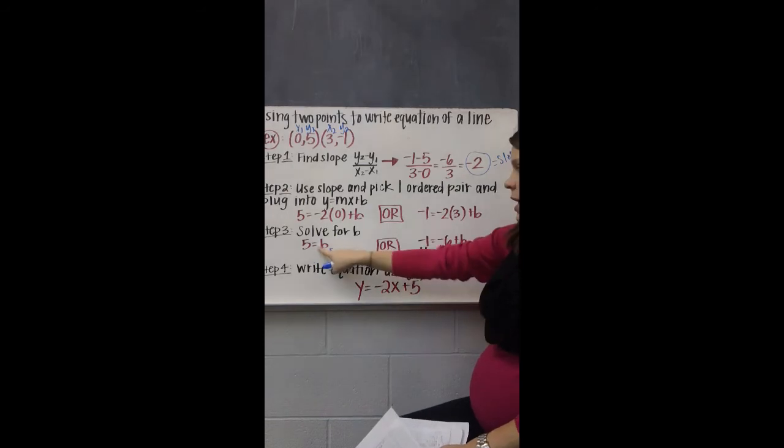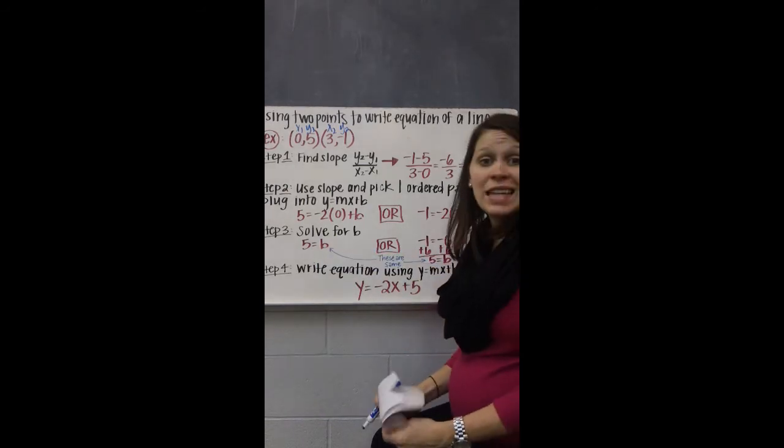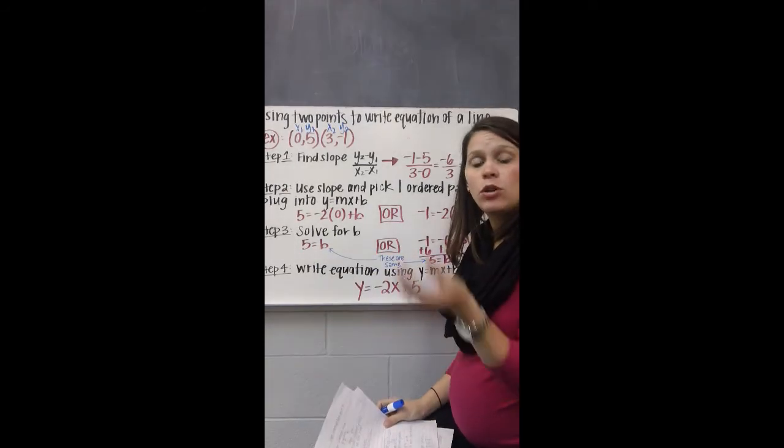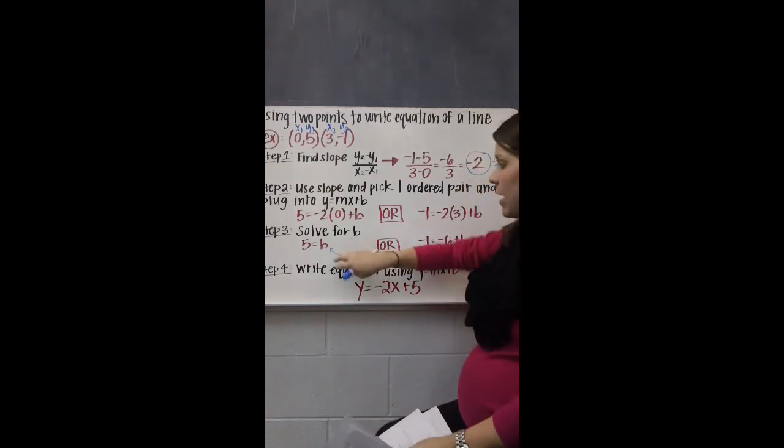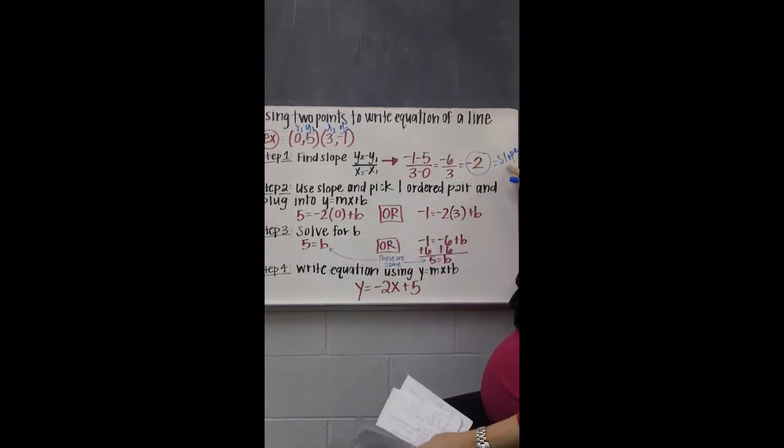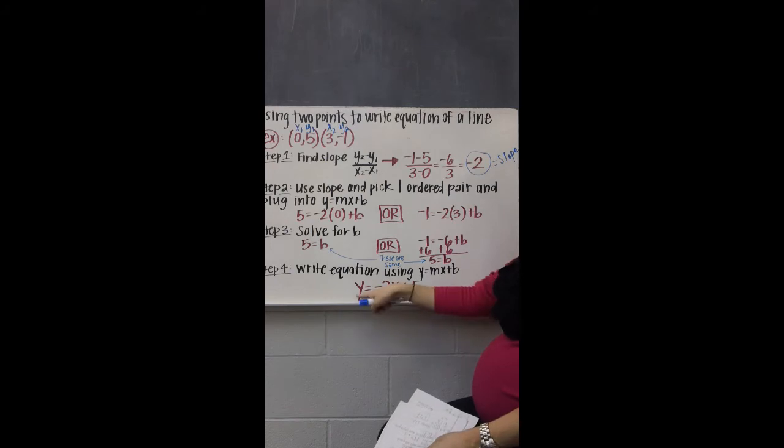So what you should see is your y-intercept is the same no matter which point you choose to use. Now that I have my y-intercept and my slope, I can write my equation. Y equals -2x plus 5.